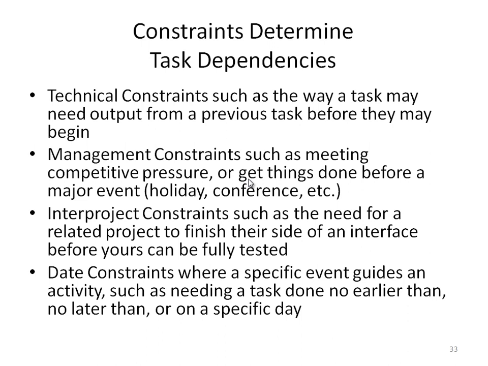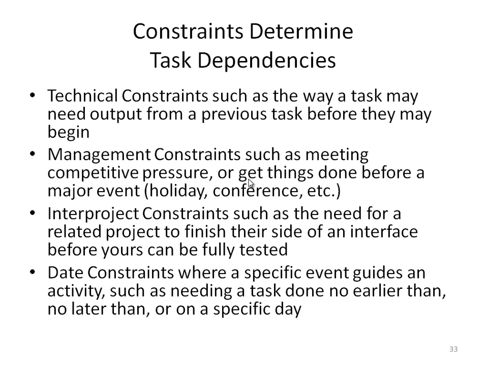We need also to determine the constraints for the task dependencies. We have 4 different types of constraints: technical constraints, management constraints, inter-project constraints, and date constraints. For the technical constraints, a task may need output from a previous task before it may begin. So I need to wait for the output to be done, or the results to be given to us, so I can start the next task.